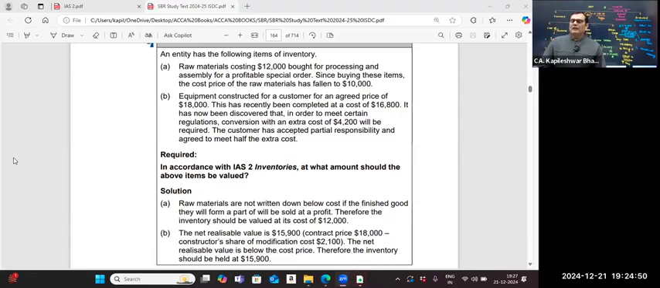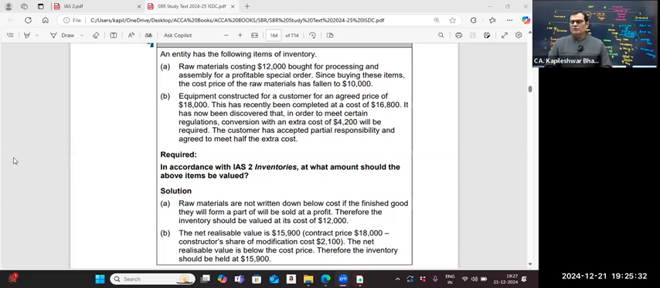If you bought this material for a profitable order, does this mean the finished goods is sold at a profit? Yes, sir. Does this mean the finished goods NRV is greater than cost? Yes. Correct? So now let me ask you, when it says raw material is bought for processing and assembling a profitable order, what does this mean? FG is valued at what? NRV? If it is a profitable order, the NRV will be greater or less than cost?